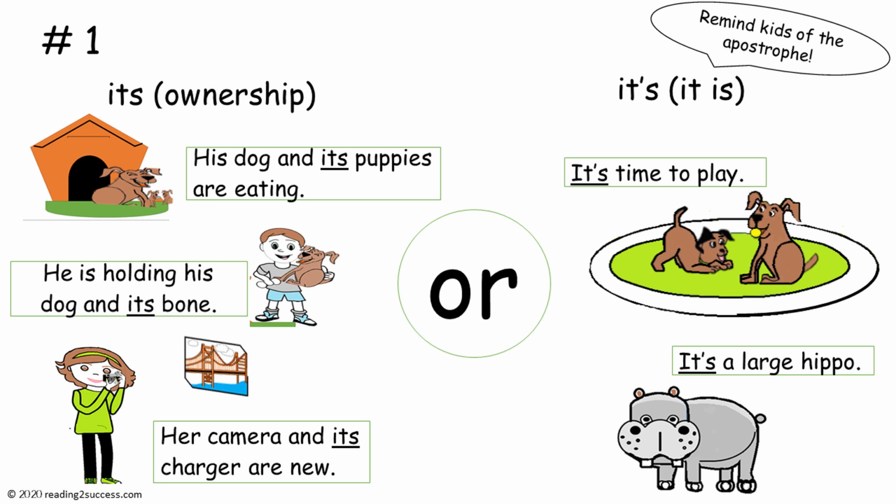Now let's go to the contraction. It's, I-T apostrophe S, stands for it is. It's time to play. To check this one, we can put in it is to try it out. It is time to play. And yes, that makes sense. Let's look at our second example. It's a large hippo. It is a large hippo. Yes, that makes sense.